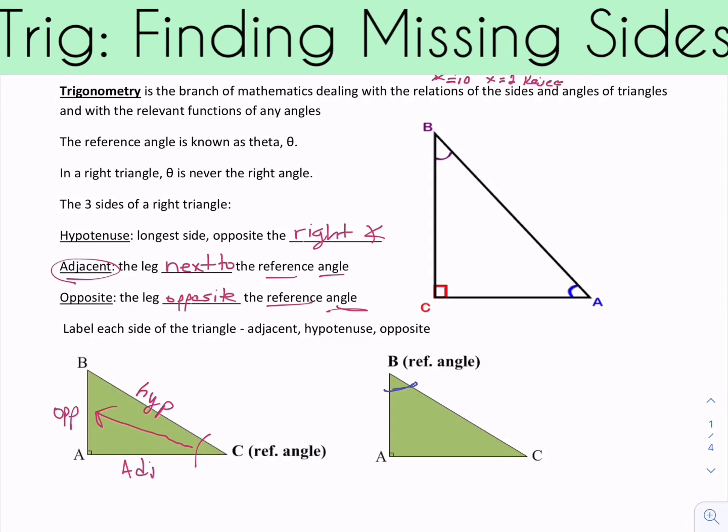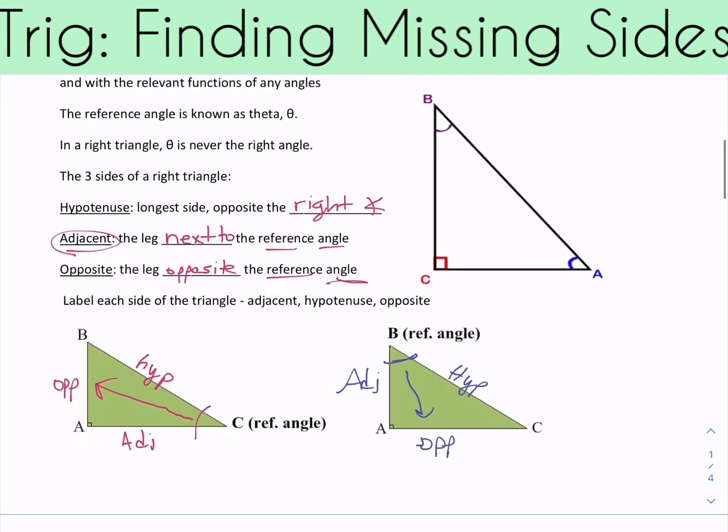All right, so here is the hypotenuse, going to be right here, across from the right angle. Now, opposite the angle, the reference angle, and then adjacent to is the one next to it. And that's an important skill to have in trigonometry, being able to identify the adjacent side, the hypotenuse side, and the opposite side. You might say, well, why is that important?